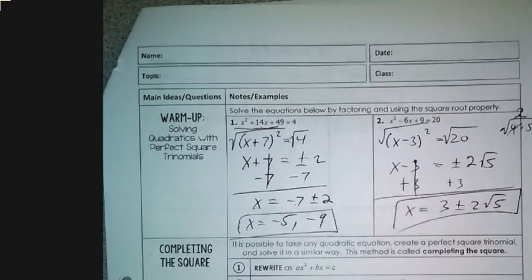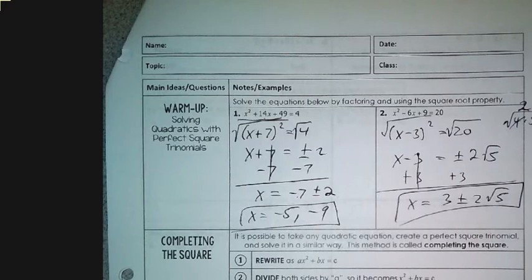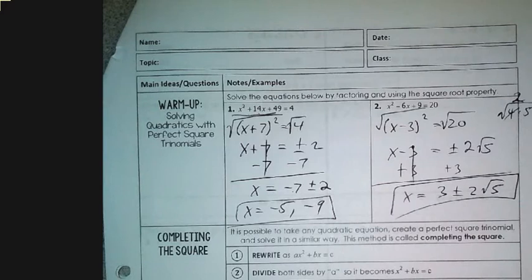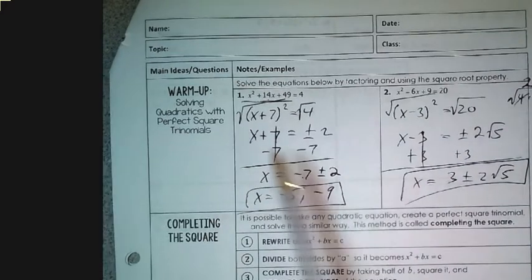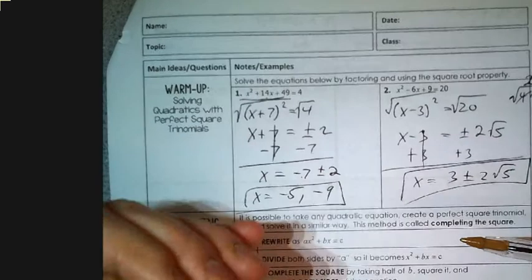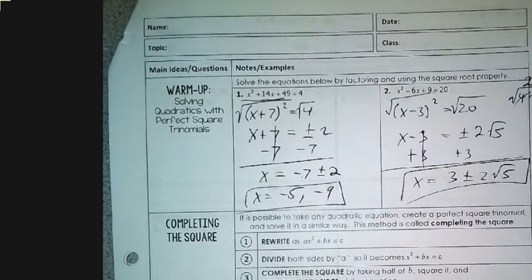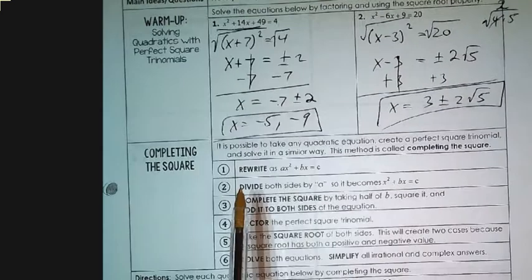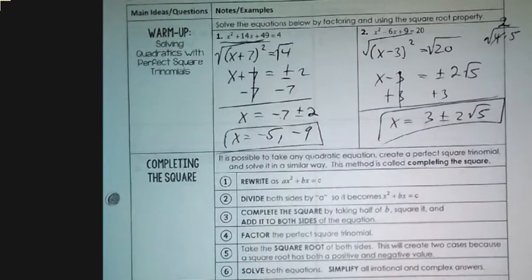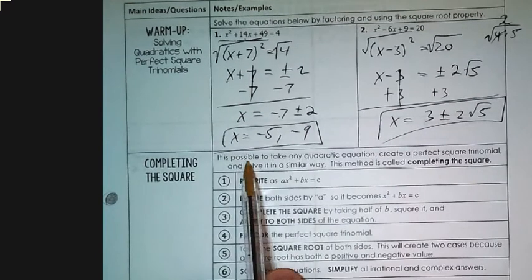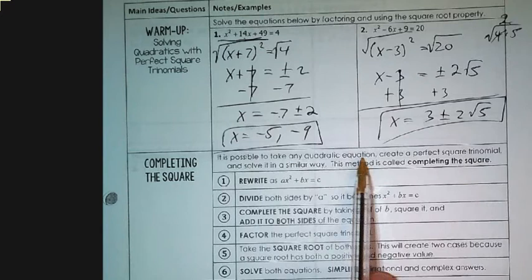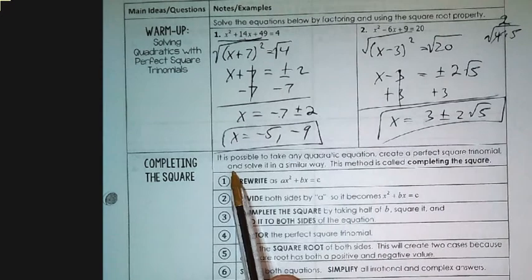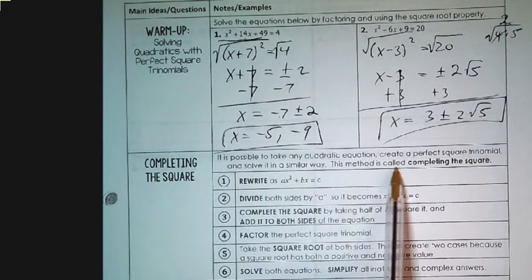Okay, now, what we just did is one of the skills necessary to be able to solve a quadratic equation by completing the square. This is like the final steps of solving by completing the square. The initial steps involve actually completing the square. So, to complete the square, what we're going to do is follow these steps. It is possible to take any quadratic equation, create a perfect square trinomial, and solve it in a similar way. This method is called completing the square.